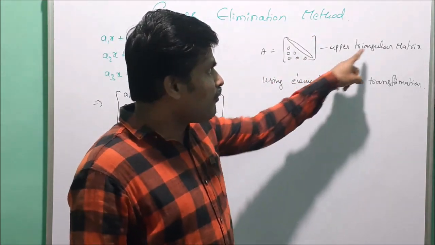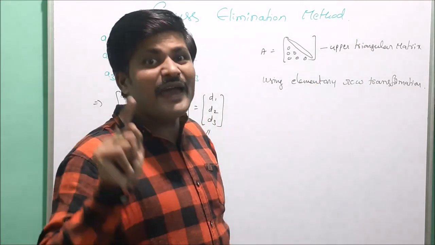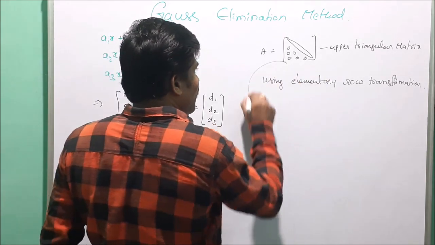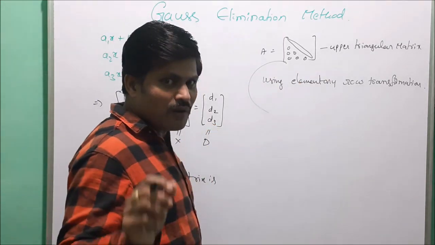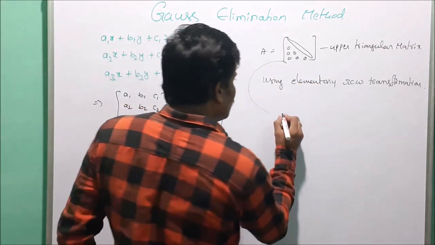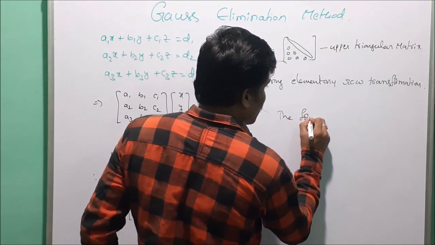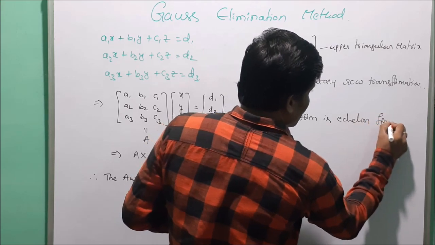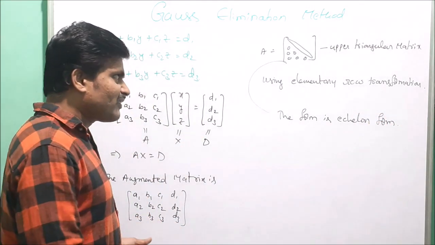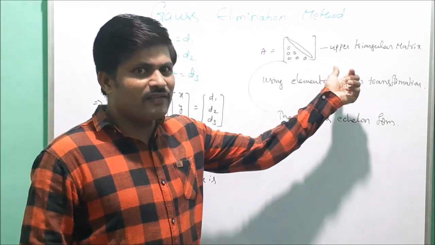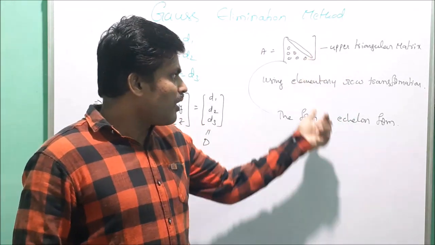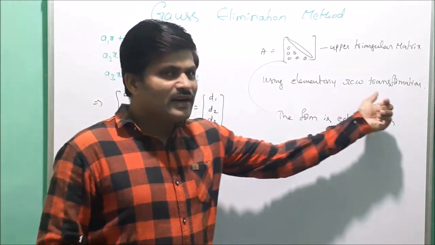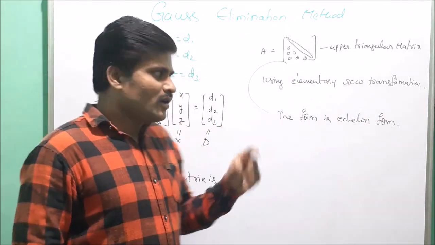This upper triangular matrix is said to be in echelon form. We already discussed it. So this type of upper triangular matrix is in the form of echelon form. Here we observe that the augmented matrix can be converted to an upper triangular matrix, which is the echelon form, using only elementary row transformations.